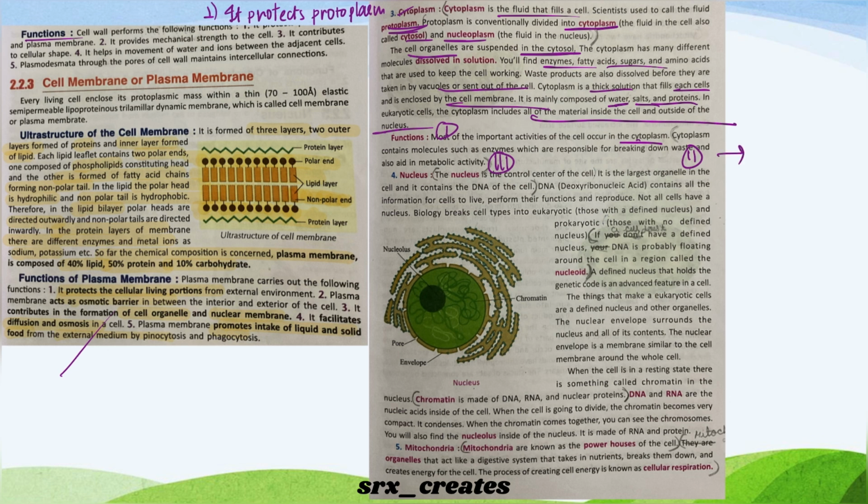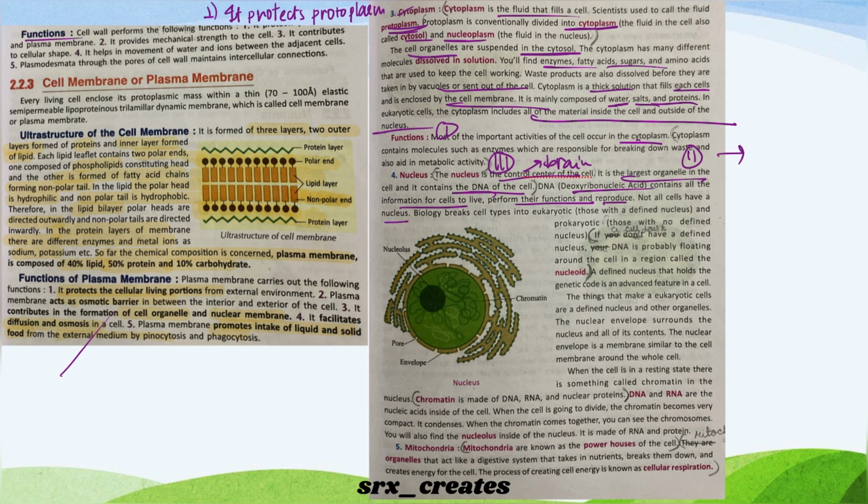Nucleus. Nucleus is the control center. It can also be called the brain. Okay. It is the largest organelle. It contains DNA, means the genetic material. DNA is deoxyribonucleic acid. What is it? It contains all the information for the cells to live, perform their actions, and reproduce.